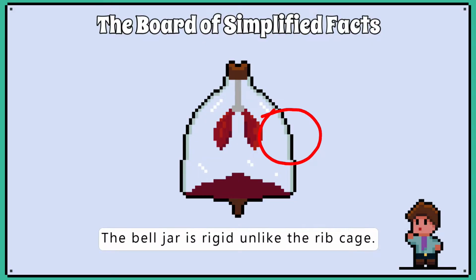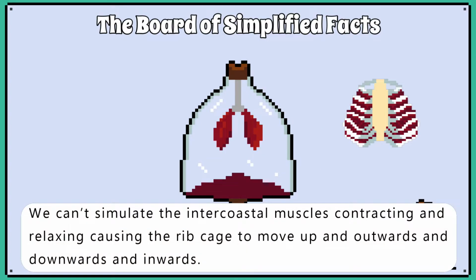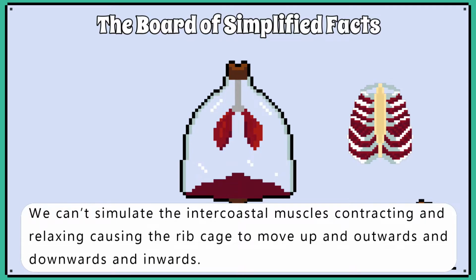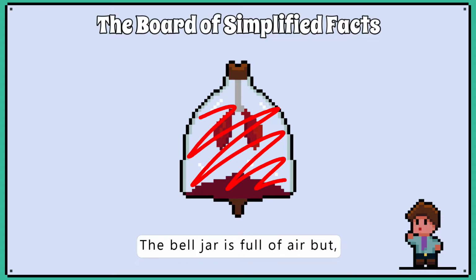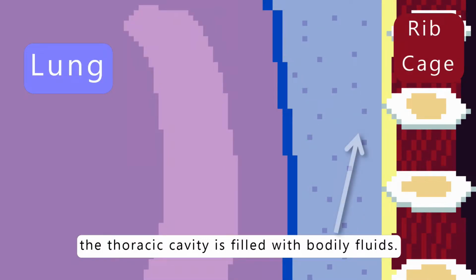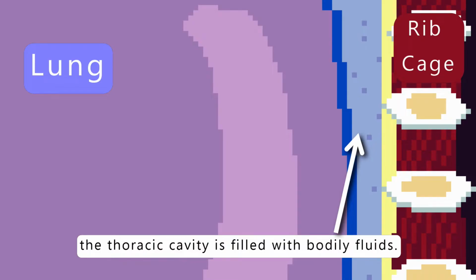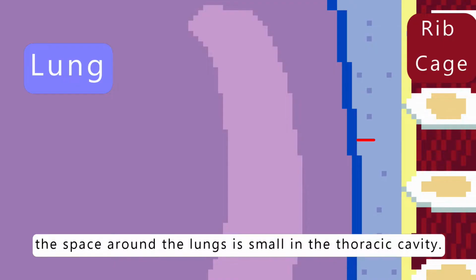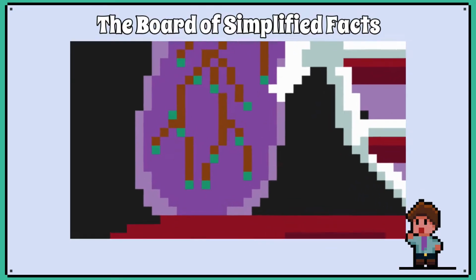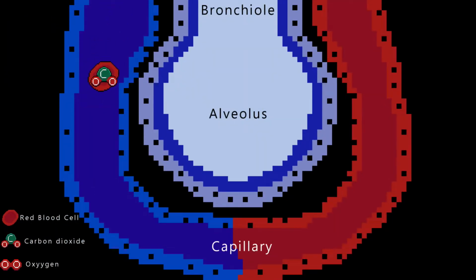The bell jar is rigid, unlike the rib cage. We can't simulate the intercostal muscles contracting and relaxing, causing the rib cage to move up and outwards, and downwards and inwards. The diaphragm flattens when it contracts, but in the model, we must pull the rubber sheet down quite a lot. The bell jar is full of air, but in reality, the thoracic cavity is filled with bodily fluids. The bell jar has large spaces around the balloons, but again, in reality, the space around the lungs is small in the thoracic cavity. The alveoli are the site of gas exchange between the atmosphere and the blood.